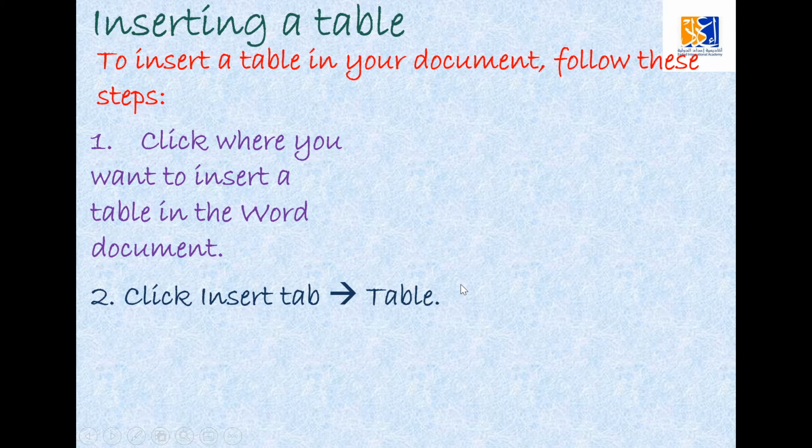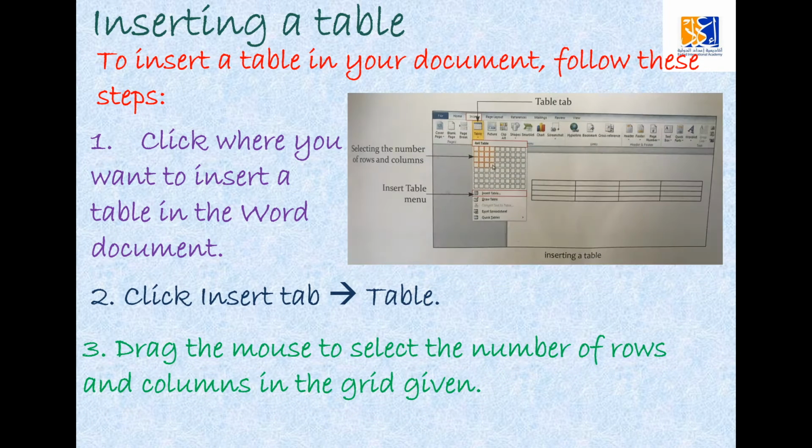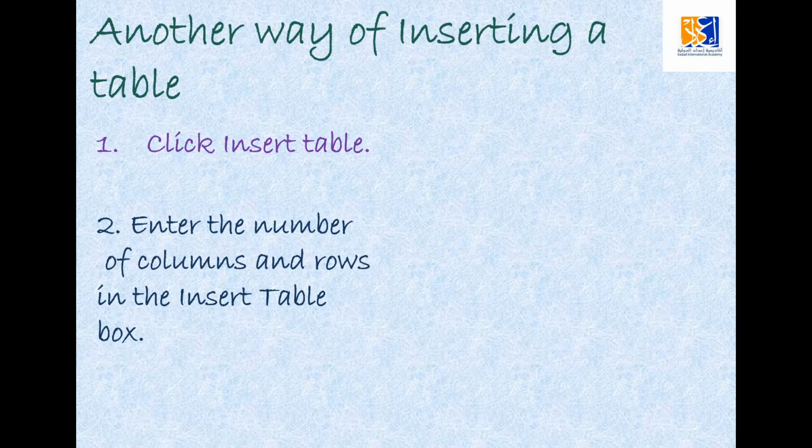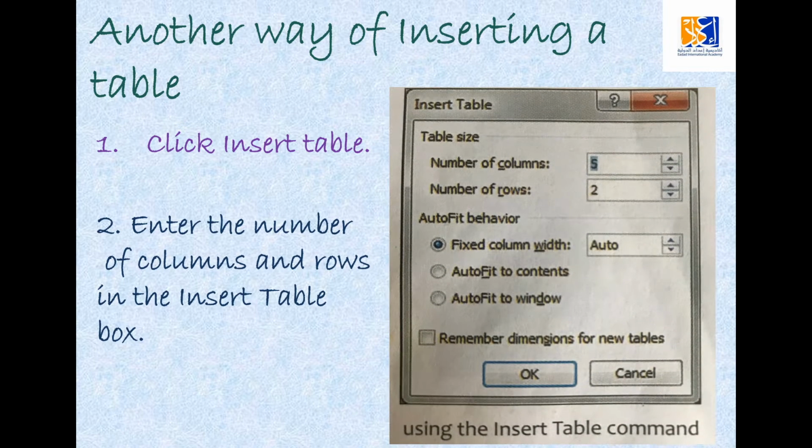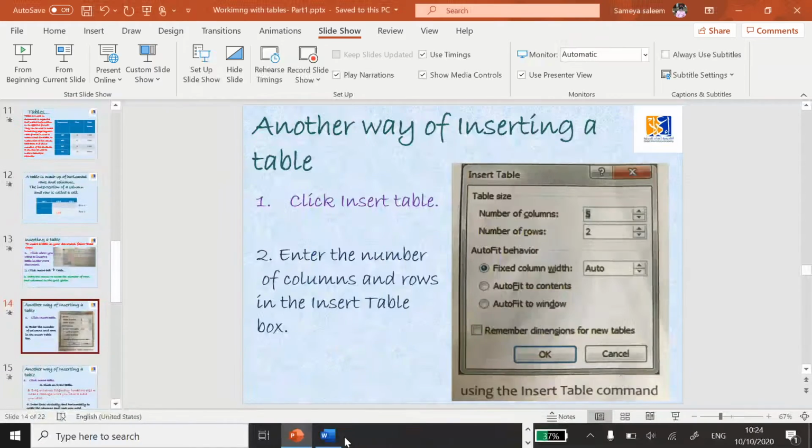So next, this is the first way to insert a table. Another way of inserting a table is to click Insert Table and enter the number of columns and rows in the Insert Table box. This is the picture. Now again, if I go and click on Insert Table, and there, if I click on Insert, I will enter the rows and columns I want. Let me show you this also in my Microsoft Word.